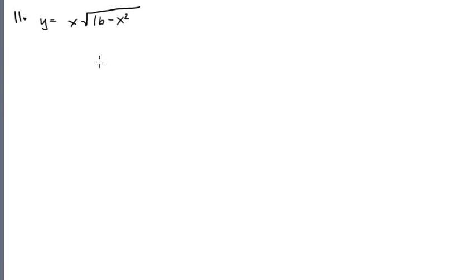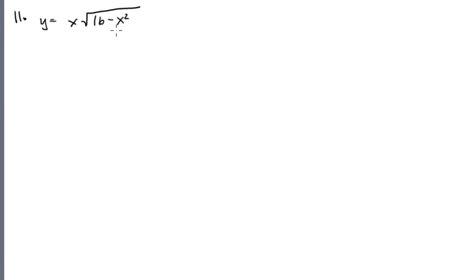So first, what we have to do is determine where the function, our function in this case is y equals x times the square root of 16 minus x squared, is defined and continuous, and we'll answer the question later of where it's also differentiable. So, where is it defined and continuous? Well, it will be defined wherever we don't divide by 0 or take the square root of a negative number.